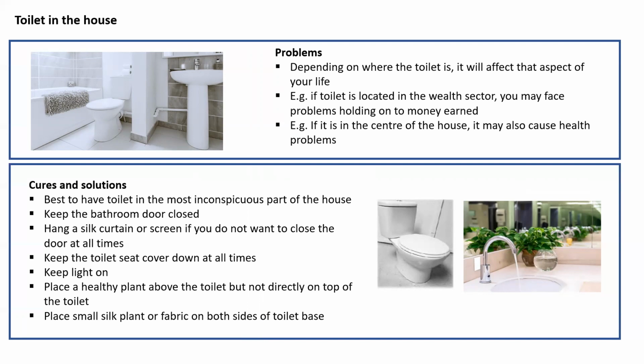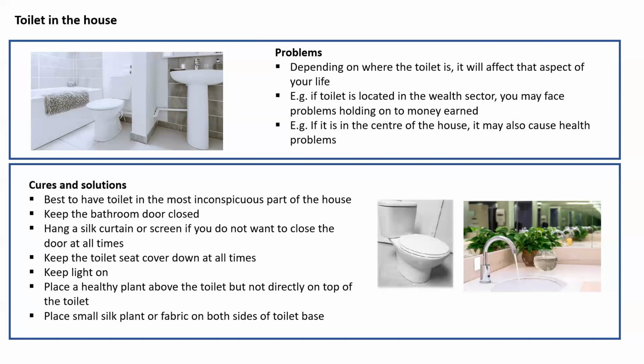If right now you are trying to buy a house, you can consider finding a house whereby the toilet is in the most inconspicuous part of the house. But if you are already living in a house and do not plan to move, there are also some simple remedies that you can use. For instance, try to keep the bathroom door closed all the time. If you do not want to close the door, at least hang a curtain or a screen at the door.